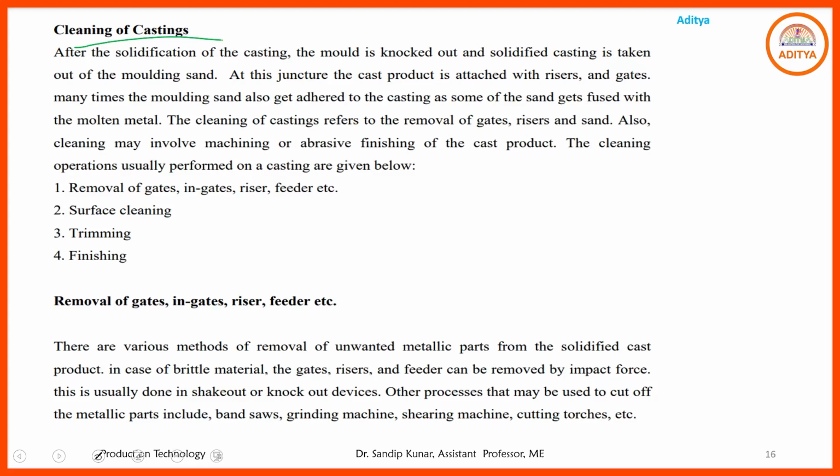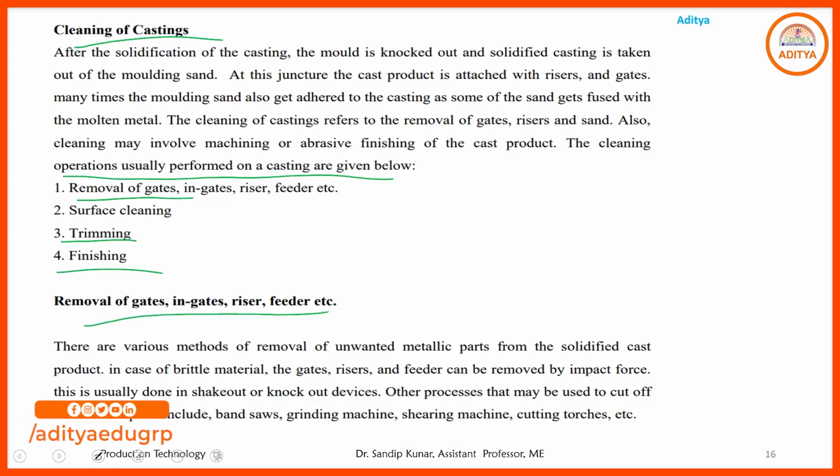So in the casting process, the cleaning operations usually performed on a casting are given below. What type of things do we remove? First one, removal of the gates. Gates, riser, feeder, runner, screw and other things must be removed, and the molding box also. After that we do trimming and finishing operations, means machining operations, on that particular product for getting the final good quality product. So removal of the gates, riser, feeder, everything we remove for getting the final product.